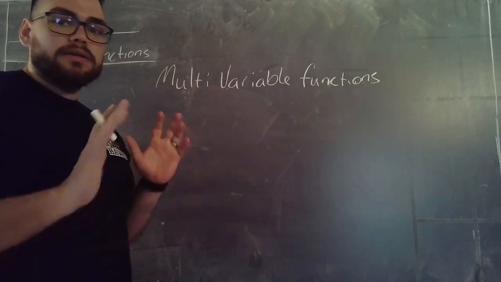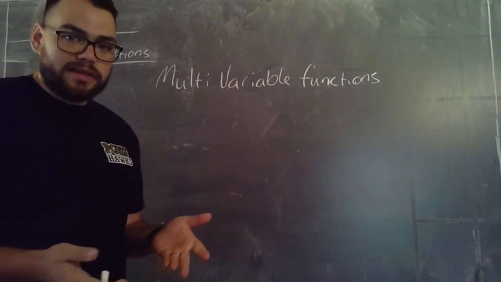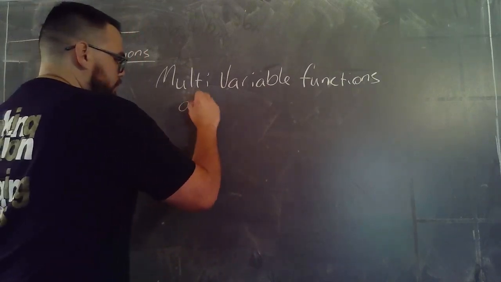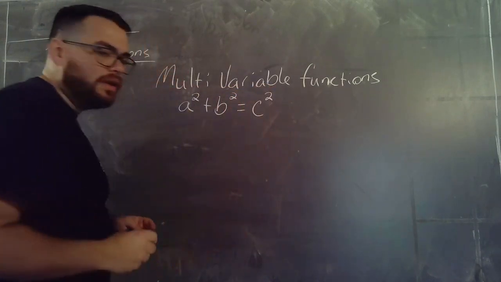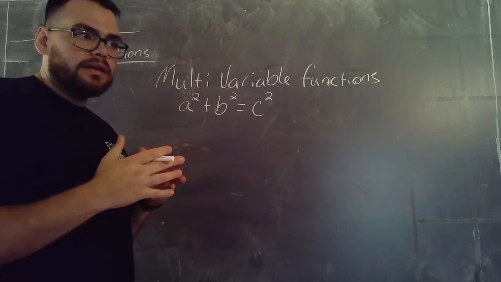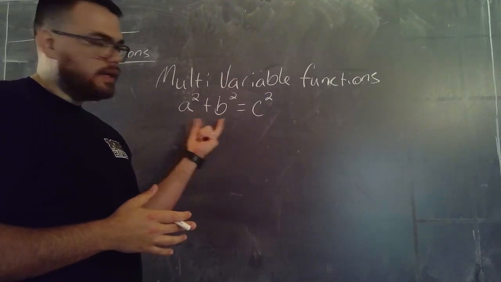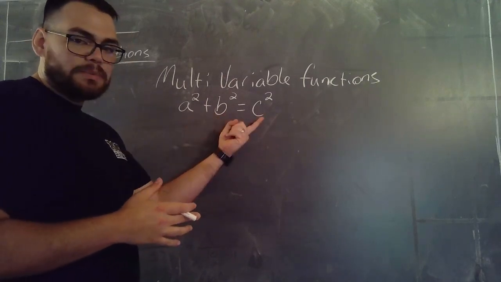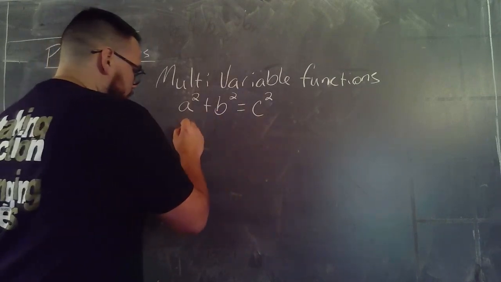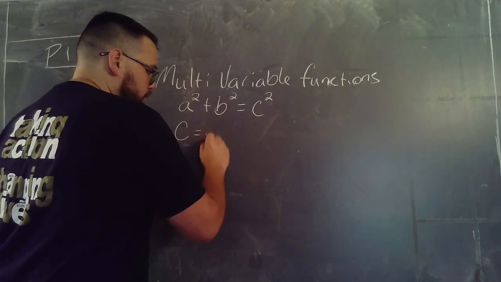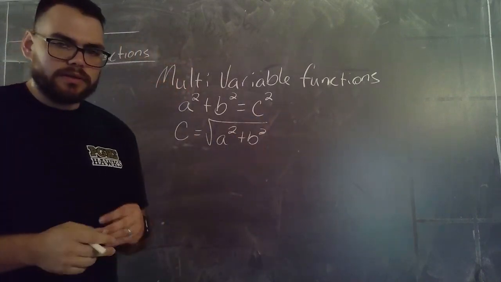One of the most common, and probably the one that comes to mind the best, is the Pythagorean theorem, where you have a squared plus b squared equals c squared, where the hypotenuse is directly related to two different variables here. This variable is related to these two variables. It's dependent on these two variables. We can derive this to get that c by itself. C is equal to the root of a squared plus b squared, and that's one of our multivariable functions.